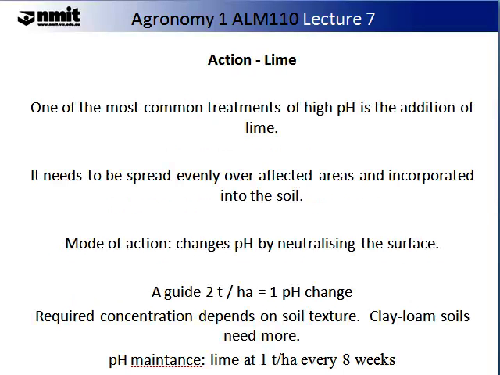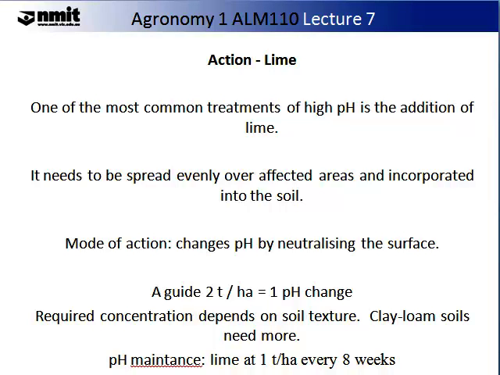There are a number of actions that you can take if you suspect acidic soils. The most common is the addition of lime. A heavy application may be as high as 6 tons per hectare if you have a seriously acidic problem. The lime needs to be spread evenly over the affected areas and ideally incorporated into the soil. This is where managing subsoil acidity can become very tricky.